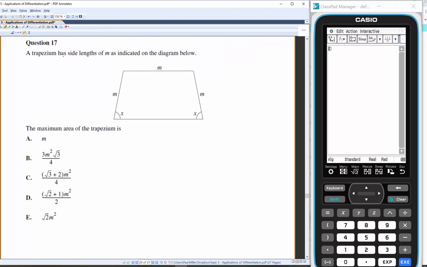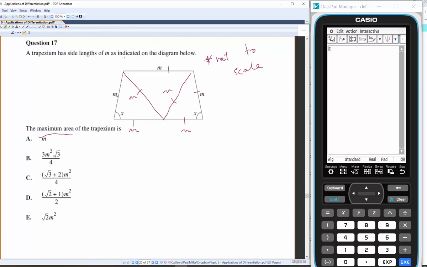The trapezium has side lengths of m as indicated in the diagram below. The maximum area of this trapezium is, okay. So essentially what we're going to do is make it 3 equilateral triangles, noting not to scale, okay? All right, so this is an equilateral, that's an equilateral, and that's an equilateral. That means that's M, that's M, that's M, and that's M.